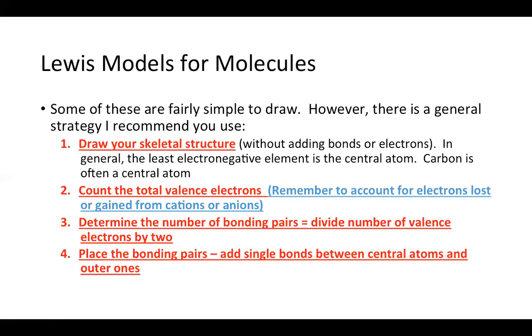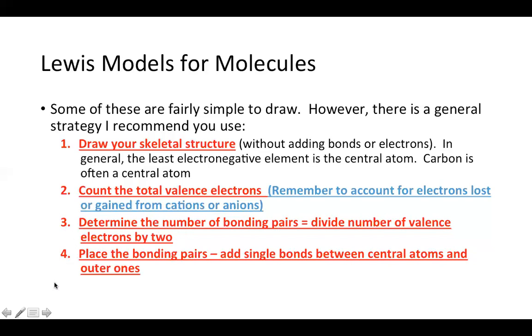So step 2 is to count the total number of valence electrons. So you're counting all the valence electrons for all of the atoms in the compound. And if you are looking at an ion, remember you will need to account for those electrons either lost or gained from those ions. All right, step 3 is to determine the number of bonding pairs. To determine the number of bonding pairs, we're determining how many pairs of electrons we can make from our total number of valence electrons. So what you do is take the valence electrons you counted up in step 2 and you divide it by 2.